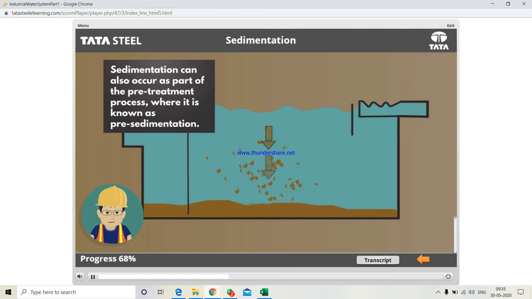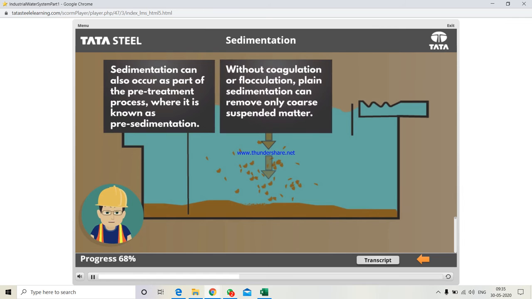Sedimentation can also occur as part of the pre-treatment process, which is known as pre-sedimentation. Without coagulation or flocculation, plain sedimentation can remove only coarse suspended matter, which will settle rapidly out of the water without the addition of chemicals.